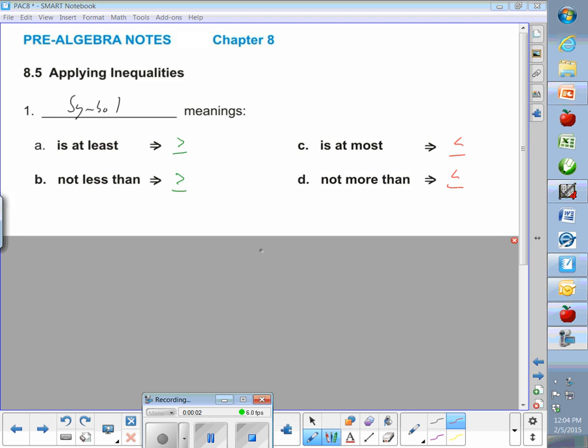Okay, so sorry. We just went all through the negation, right? Those are the symbols. "At least" is greater than or equal to, "not less than" is a greater than or equal to, "at most" is a less than or equal to, and "not more than" is a less than or equal to.